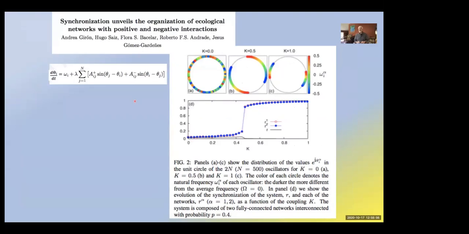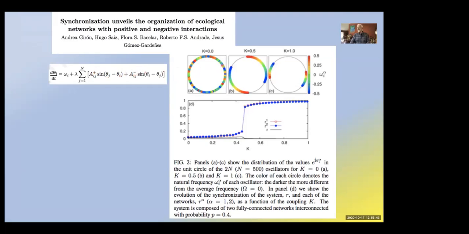Let me briefly mention one other article. This is by Giron et al., looking at the synchronization of multiple oscillators. They were looking at N equals 500 oscillators, so that's 1,000 species they're looking at here, connected by resource-consumer connections. And as you can see here in the Kuramoto formulation that they have here, they disassociated the coupling coefficients, so that you have different coefficients. What they've done here is two separate matrices, one with just positive coefficients and one with just negative coefficients. Everything else is set up at random.